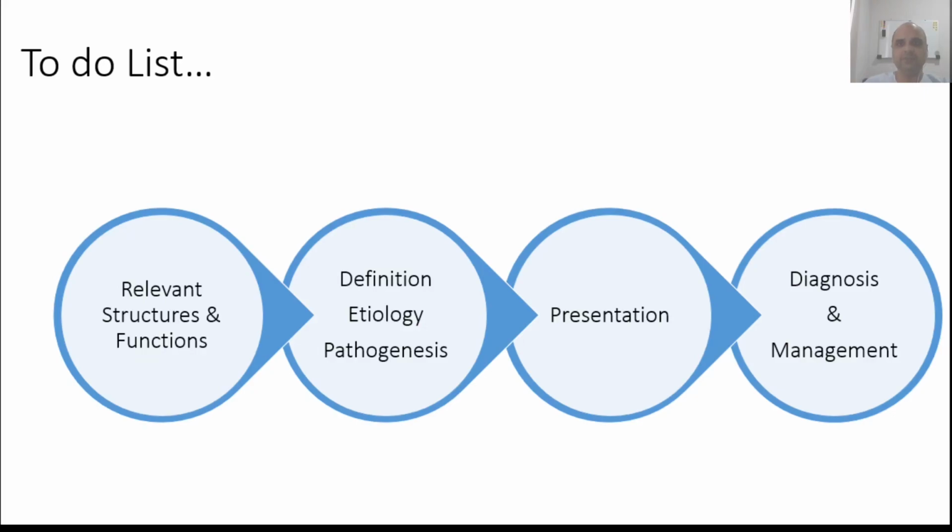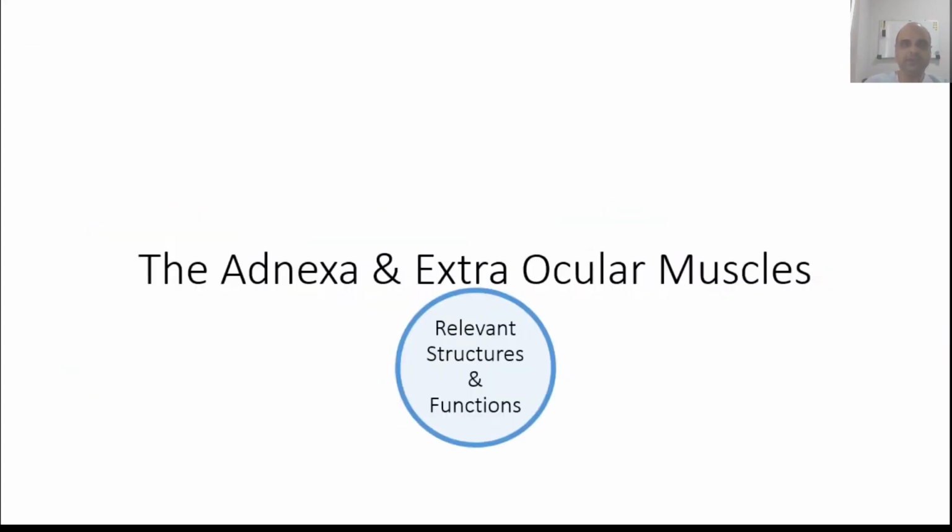We'll start off by talking about the relevant structure and function of the tissues involved. Then we'll talk about definition, etiology, and pathogenesis of thyroid eye disease. How do patients present, and finally diagnosis and management of the condition. So let's talk about the relevant structure and functions of the tissues involved, which is the ocular adnexa and the extraocular muscles.